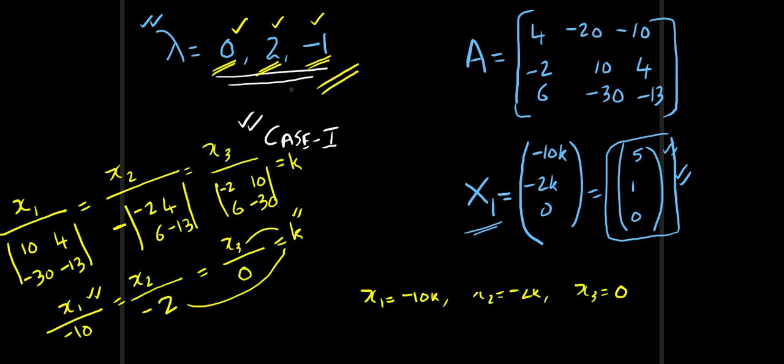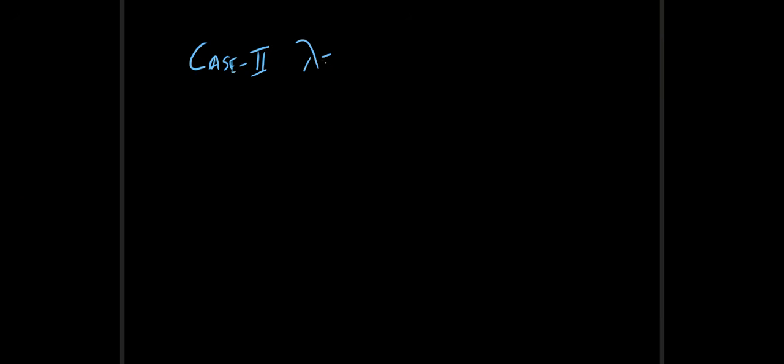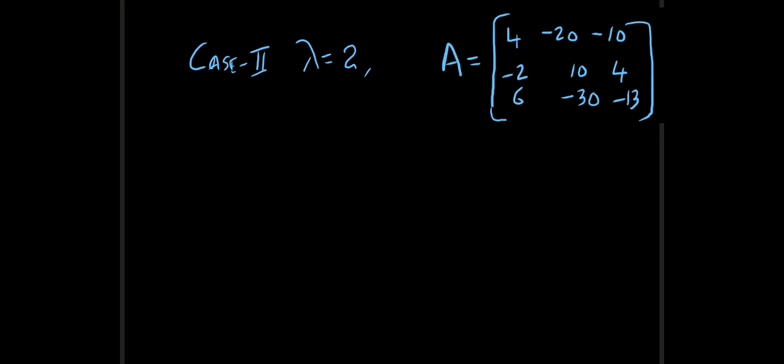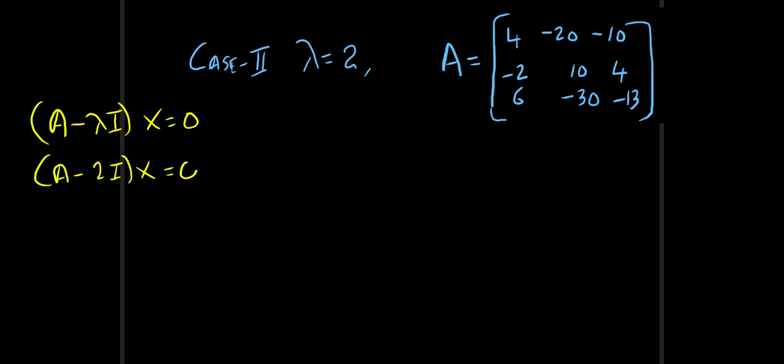So case 2, I'm going to take a few things from the last page. Lambda is equal to 2. What's the characteristic equation? I hope you remember: (A minus lambda I) x is equal to 0. Now the value of lambda is 2, so I'm going to substitute 2 into it, equal to 0.